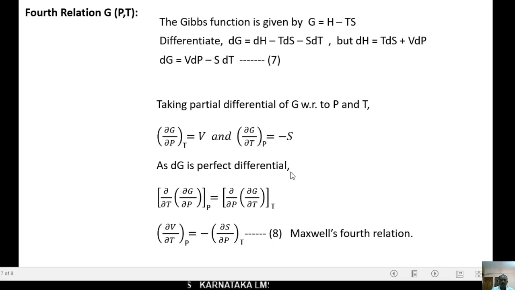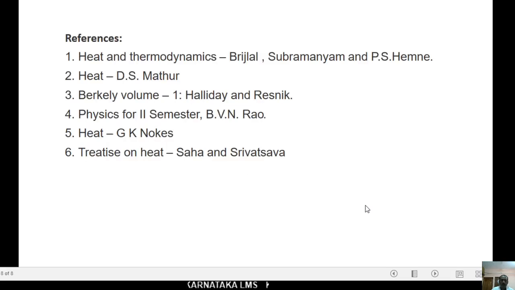As dG is a perfect differential, you can differentiate ∂G/∂P with respect to ∂T, and ∂G/∂T you can differentiate with respect to ∂P, and substituting the values V and minus S in these equations, we get Maxwell's fourth relation, like this: ∂V/∂T equals minus of ∂S/∂P as a function of pressure and temperature. This is Maxwell's fourth relation.